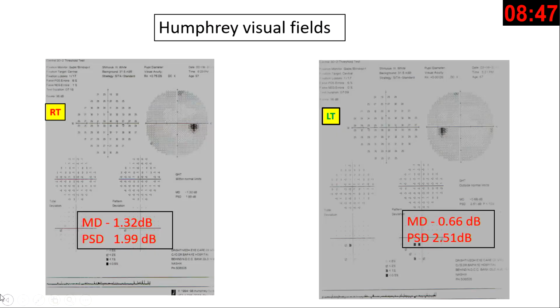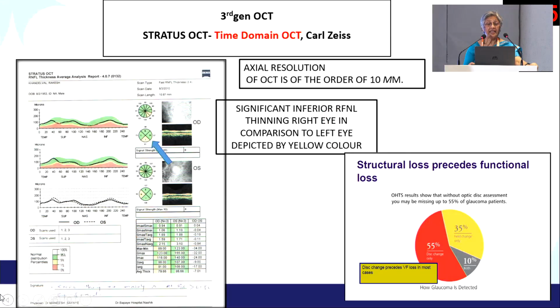His Humphrey visual fields were absolutely normal, and because it was in 2010, he was then taken up for the time domain OCT by Carl Zeiss. It's very easy to see that where my marker is there in the blue, there is a definite area which is borderline. Now, the axial resolution of this OCT is only up to 10 microns.